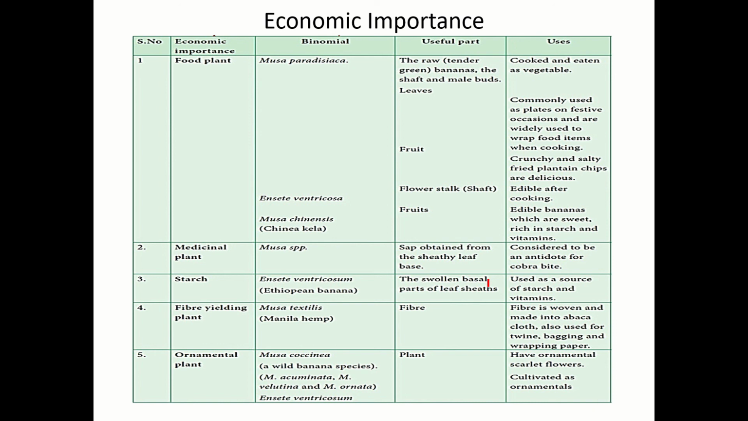The fruit of Musa paradisiaca, subspecies sapientum, we call this banana or kela in Hindi. It is eaten when ripe as fruit. Okay. The raw one is cooked and eaten as vegetable. The flower stalk or shaft is edible after cooking.